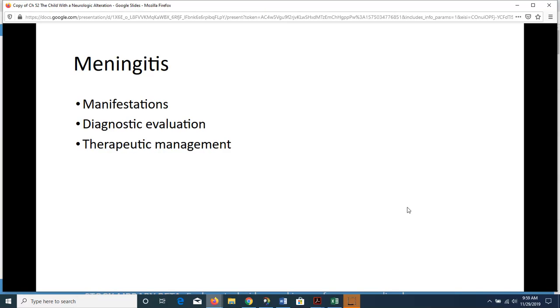Kernig sign, which is pain with extension of the leg and knee, and Brudzinski sign, which is a flexion of the head causing flexion of the hips and knees, are often exhibited. In the case of meningococcal infection, a petechial or purpuric rash may be observed. Late signs include a decreased level of consciousness and seizures.